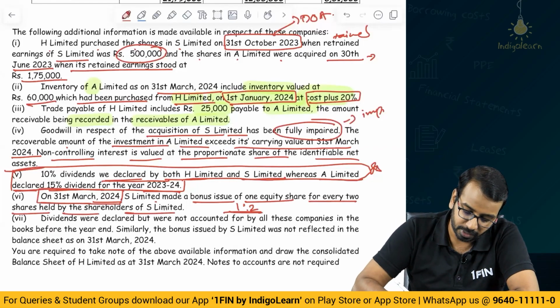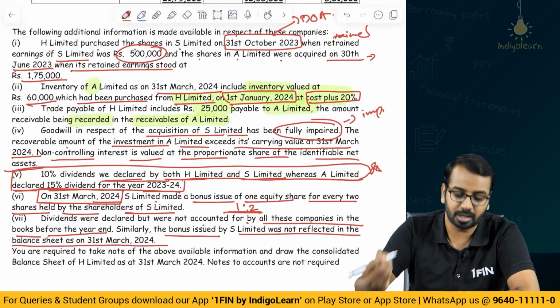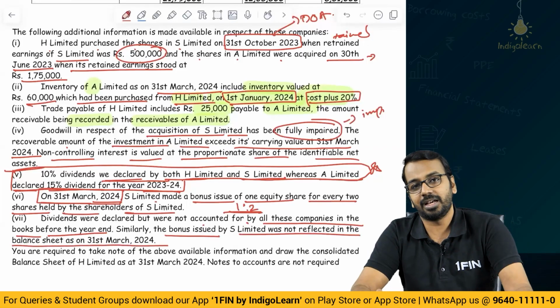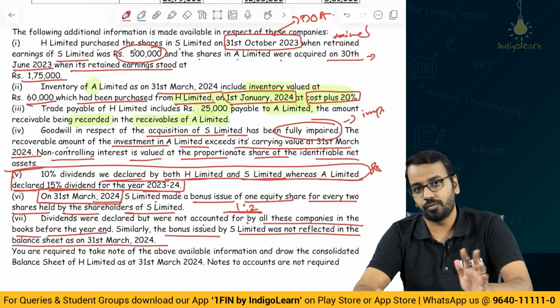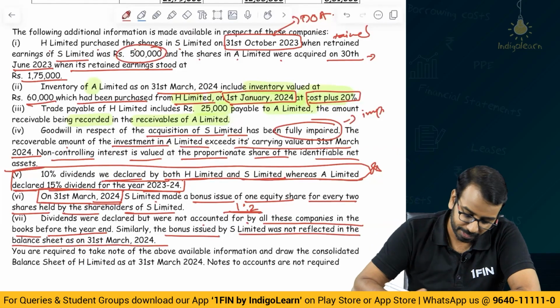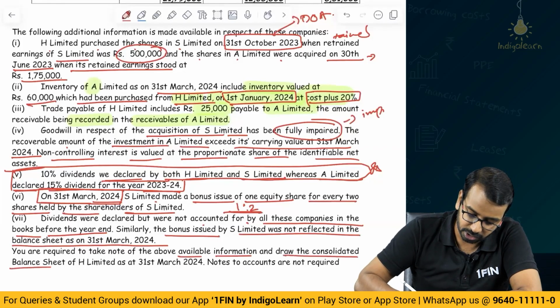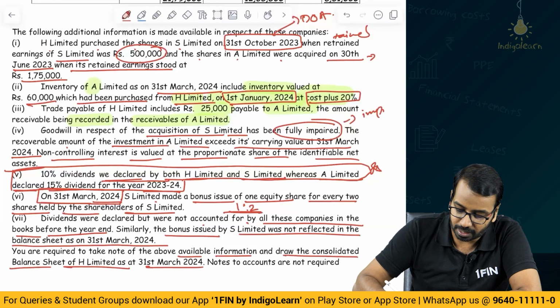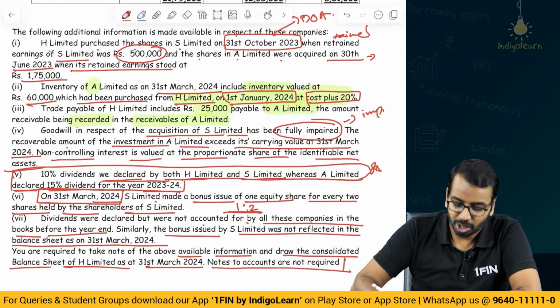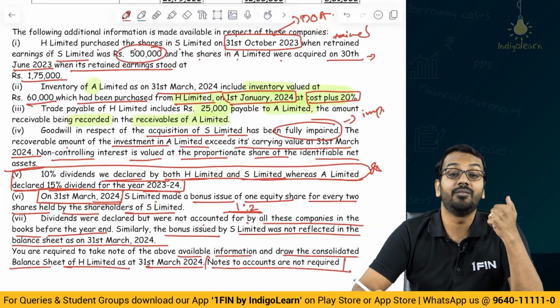Dividends were declared but were not accounted for by all these companies in the books before the year end. Similarly, the bonus issue was not reflected in the balance sheet as on 31st March. So, dividends were declared but were not accounted for. So, we have to account for that. The bonus issue was also not accounted. We have to account for that. You are required to take note of the above available information and draw the consolidated balance sheet of H Limited as at 31st March. Notes to accounts are not required. Of course, it is a 14 marks question. If they ask us to prepare even notes to account, it will be a very long question.